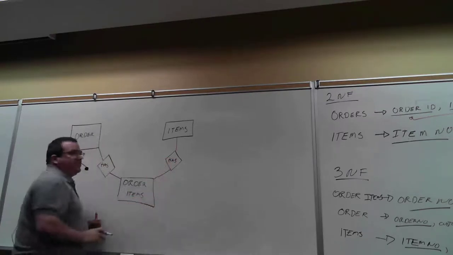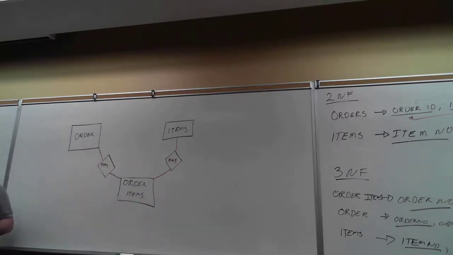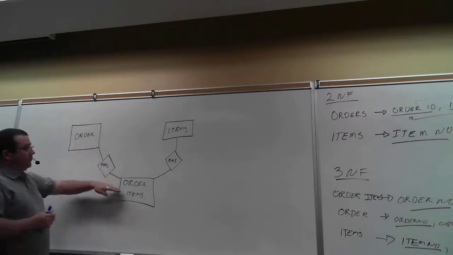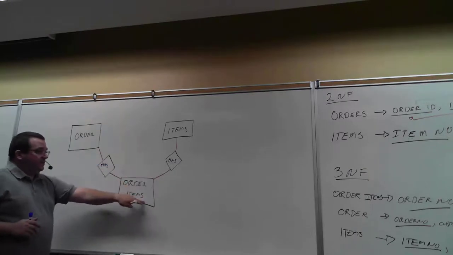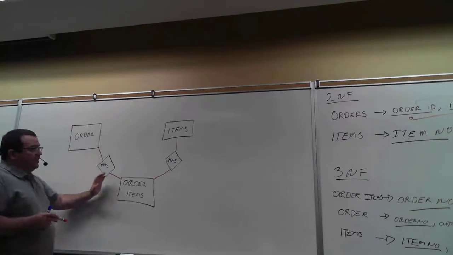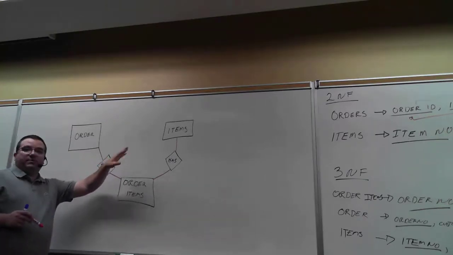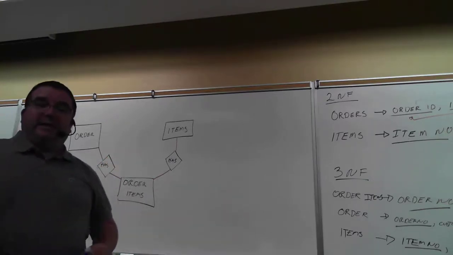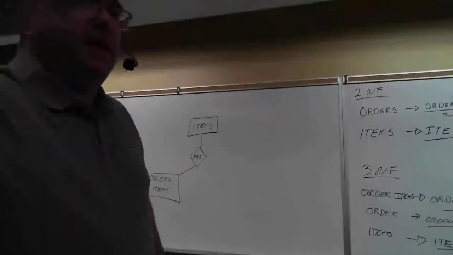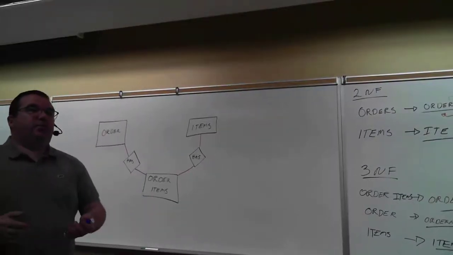I'm being lazy because I used small diamonds, so I don't have a lot of room for words. But the word has is like the magic word in this. An order has order items. Items have order items. Now, often at this point, a lot of people will say, well, this is a conceptual diagram. We're done. Technically, yes. However, you may actually want to draw the relationship, the crow's feet.